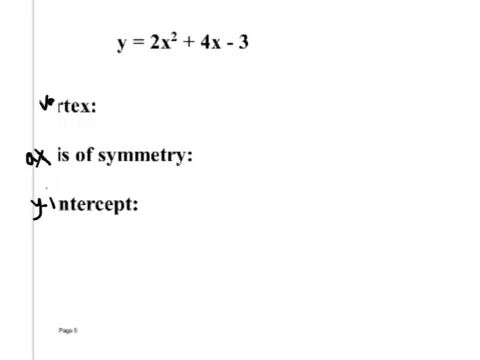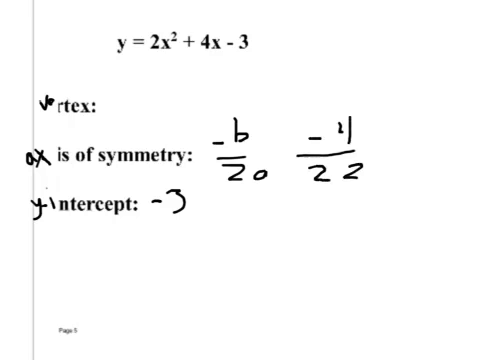Someone raise your hand and tell me what it is. Negative 3. Thank you for raising your hand. Axis of symmetry. We have to find it first before we can find our vertex. The axis of symmetry formula was negative b over 2a. Everybody remember that? Someone tell me what my b is. Cameron? 4. 2 times a, which would be 2. 2 times 2, which is 4. What's negative 4 divided by 4? Negative 1. So my axis of symmetry is x equals negative 1.